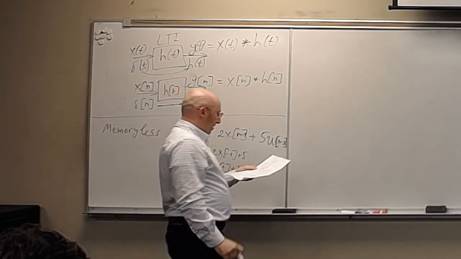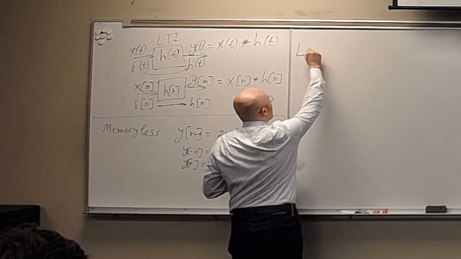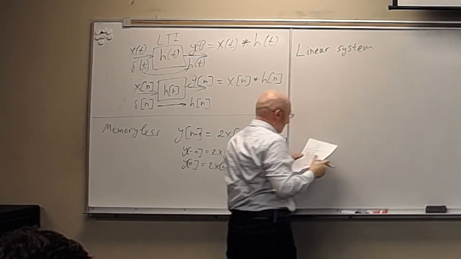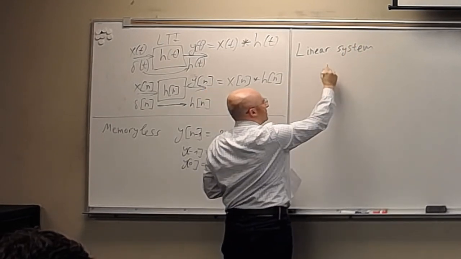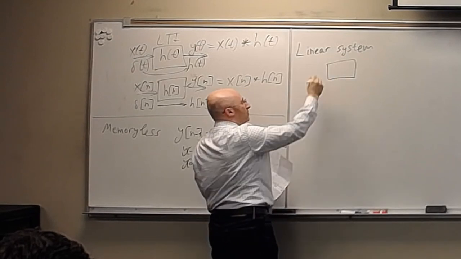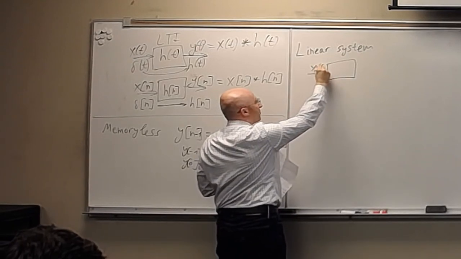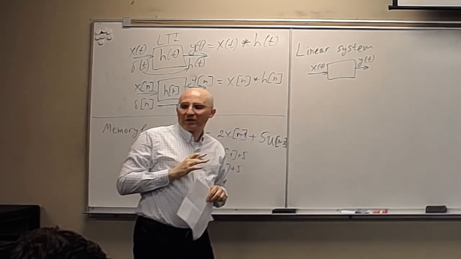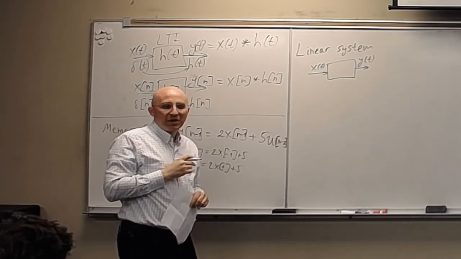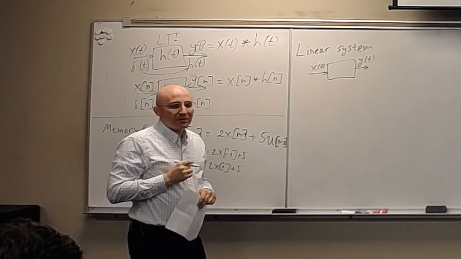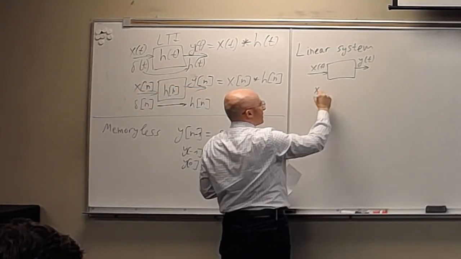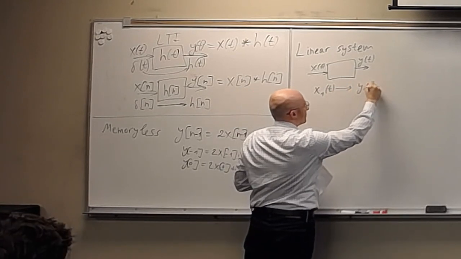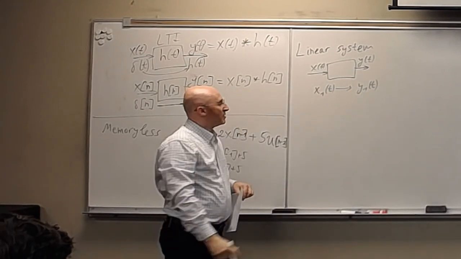Let's talk about linearity. Linear system. A linear system is very simple. You have some input x of t, and somehow you get output y of t. It could be x of t or x of n, it doesn't matter. I will just use the continuous time case for simplicity. If you put in x1 of t, you get y1 of t. This is the response of that system, whatever the system is.